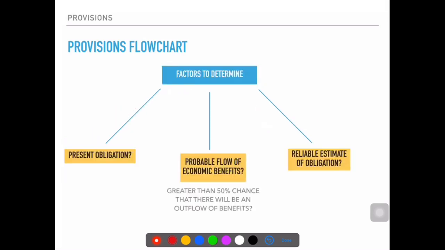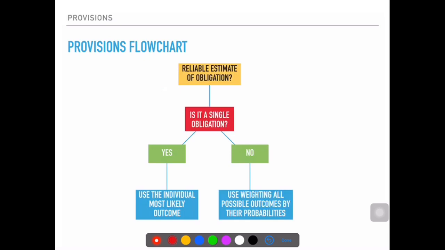The next factor to consider is there a probable flow of economic benefits? Is it more likely than less likely that the $70,000 will be paid out? I'm going to say yes. Management has publicly announced to pay the hospital bills and consumers are genuinely injured. Do we have a reliable estimate? So again, the answer is yes. In this case, the estimated amount is a lump sum of $70,000.